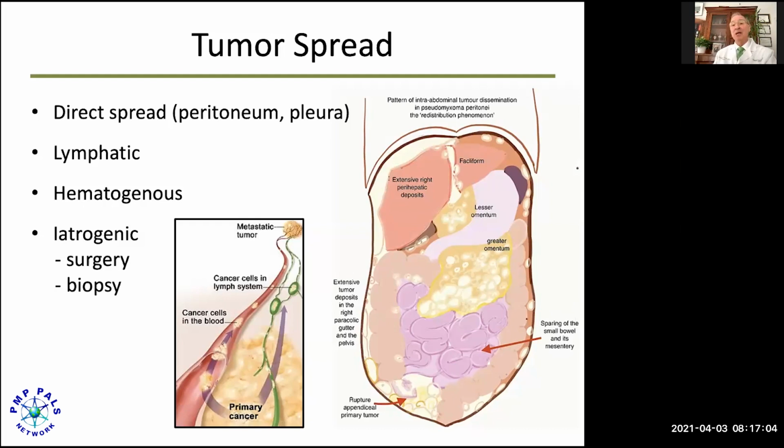Although, interestingly, in patients with even high-grade appendiceal cancers, metastasis beyond the abdomen is not as common as we see with other organs. And most of the problems related to survival are related to what happens within the peritoneal cavity. And the last mechanism is iatrogenic, either by doing surgery or doing a biopsy in the wrong direction.